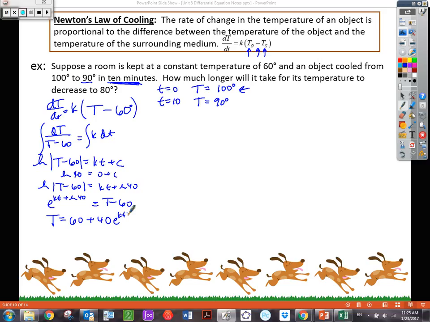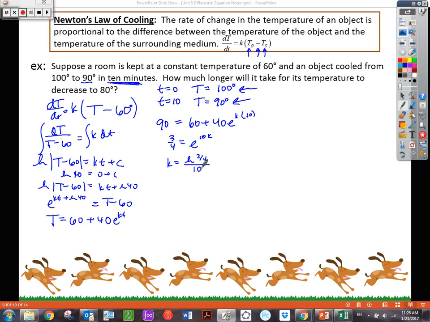All right, fantastic. So now our job is to solve for k. We're going to use our second point right here to solve for k. So big T equals, actually we're going to use this point, so it's going to turn big T into 90. So 90 equals 60 plus 40e to the k, and little t is 10. All right, solving for k. I would subtract the 60 over and divide by 40. And that gives me 3/4 equals e to the 10k. Then I natural log both sides, and then I solve for k. So k is going to be the natural log of 3/4 divided by 10.